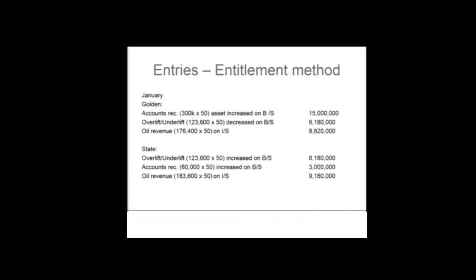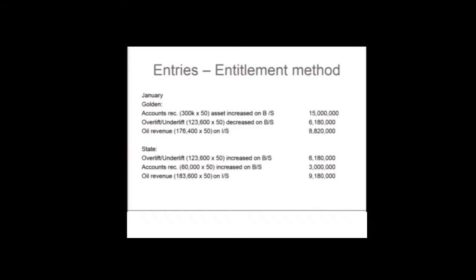Remember the balance report, they overlifted by 123,600 barrels. So their overlift at $50 a barrel, their over-under account, since they overlifted, we're going to say that account is decreased, or it's a negative on the balance sheet of $6,180,000. And just like before, State has the opposite thing going on.